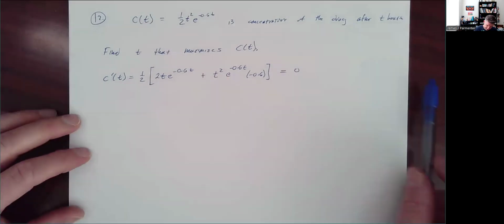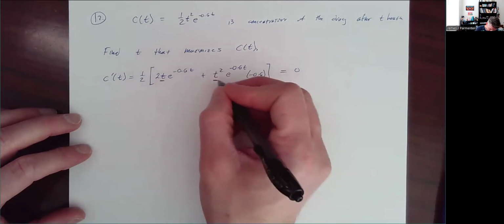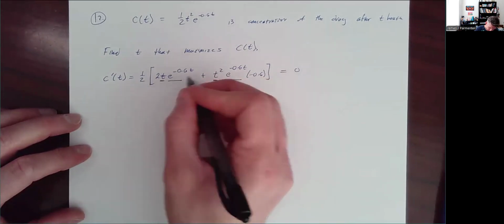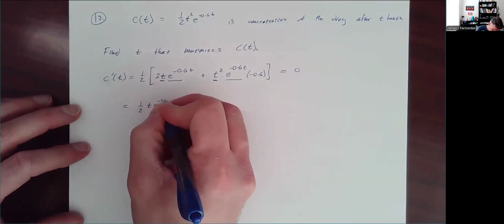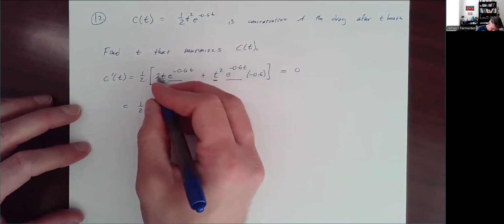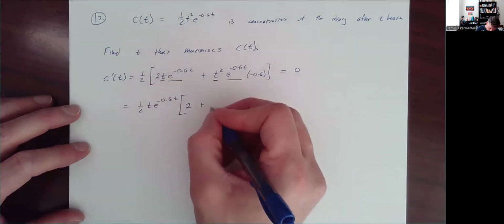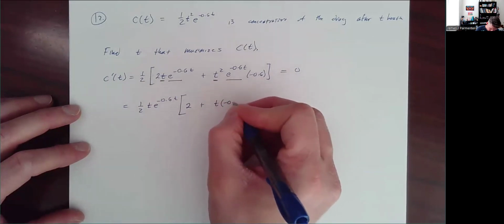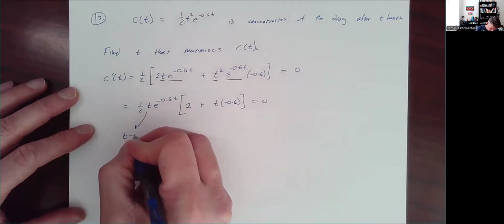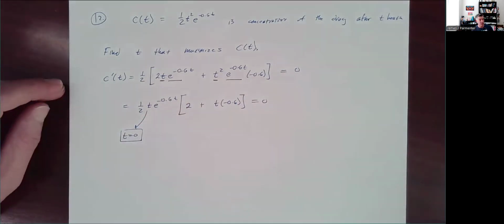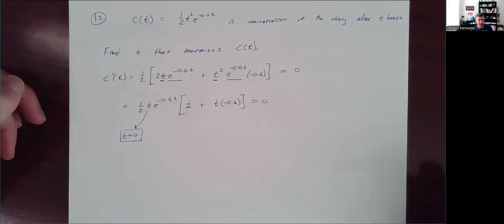So I'm going to factor out from each of these expressions here a t, and an e to the negative 0.6t. If I factor that out, I'm left with 2 here, and a t to the first here, and a negative 0.6. So I'm either going to get t equal to 0, which is not very exciting. Probably not when the drug is going to be maximal in the system, right? Because you just took the drug and concentration is 0.